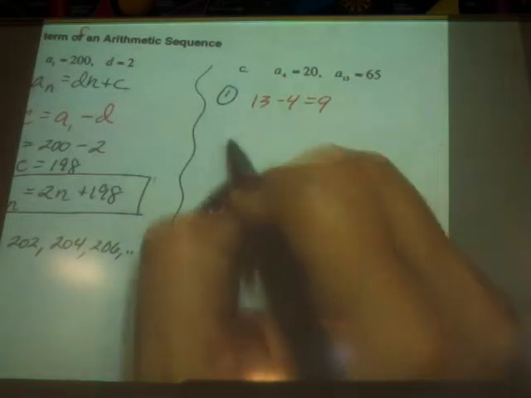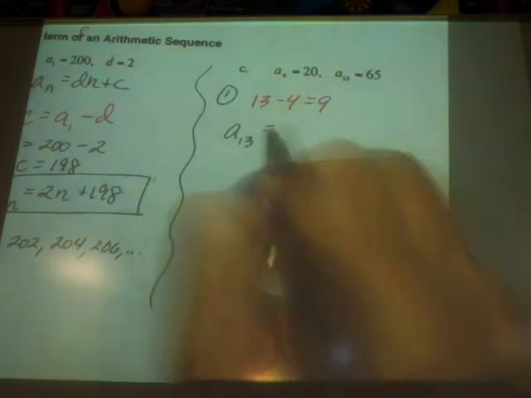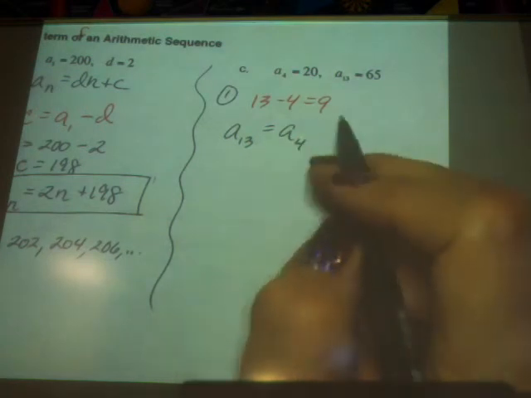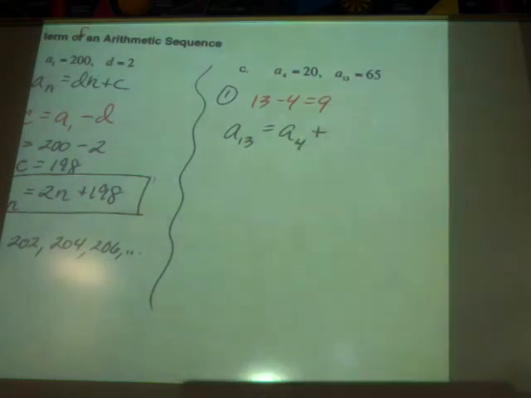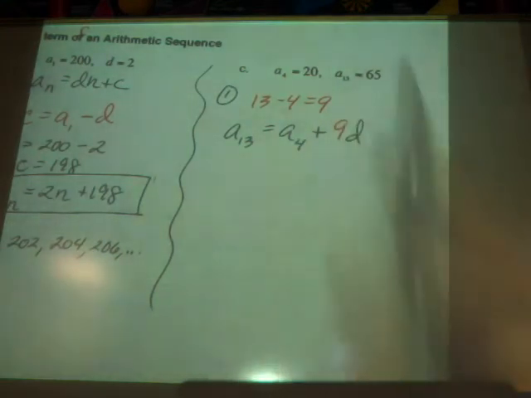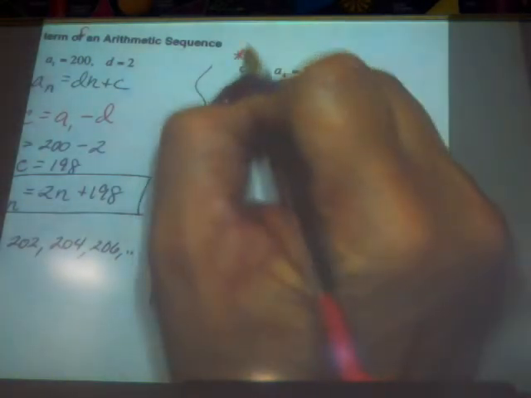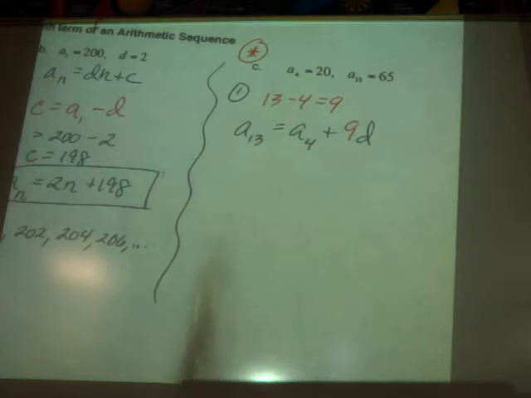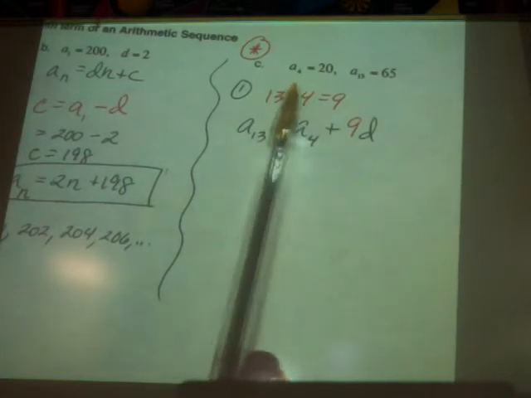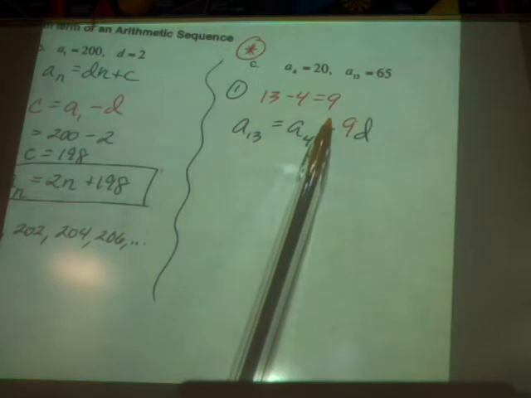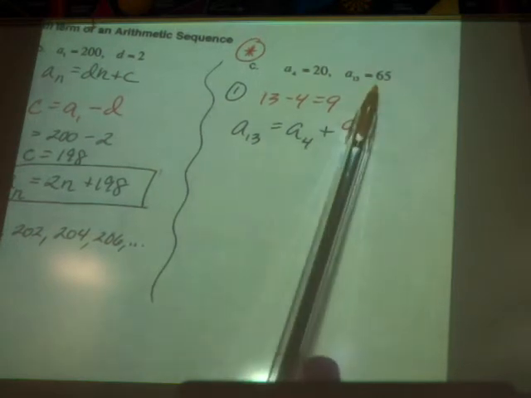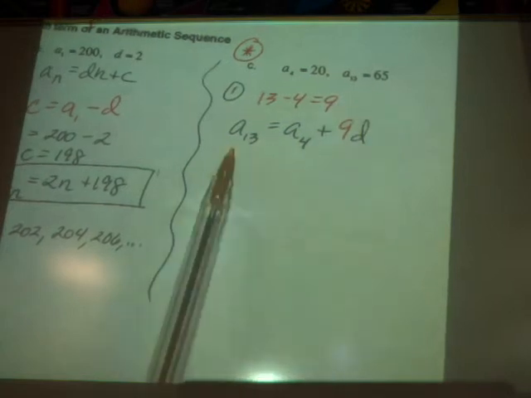So what that implies is that a sub 13 is equal to a sub 4 plus, I'll take this difference of 9 times d. So this one, if I were you, I would star it because it's an exception. It's not your normal thing. So we took the difference between our terms, 4th term and 13th term. I got 9. I took the further out of the 2 terms, a sub 13, and I put it here.